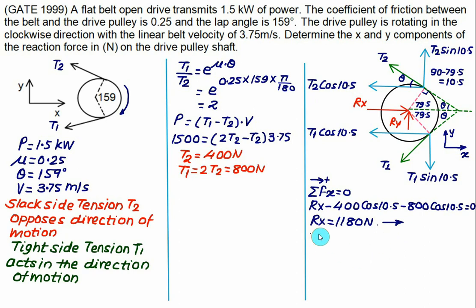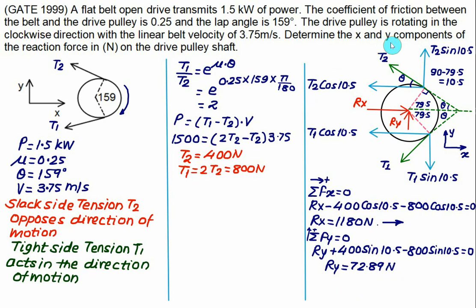Then we'll use sigma Fy, where vertically upward is positive, must equal 0 for equilibrium. Ry is shown upward, a positive value. Then T2 sine 10.5 is upward, a positive value, and T2 is equal to 400. So we have 400 into sine of 10.5. T1 is acting downward, so we have minus T1, 800 sine of 10.5, must equal 0. So you have to calculate the value of Ry, which comes out to be a positive value, close to 72.89 Newton.